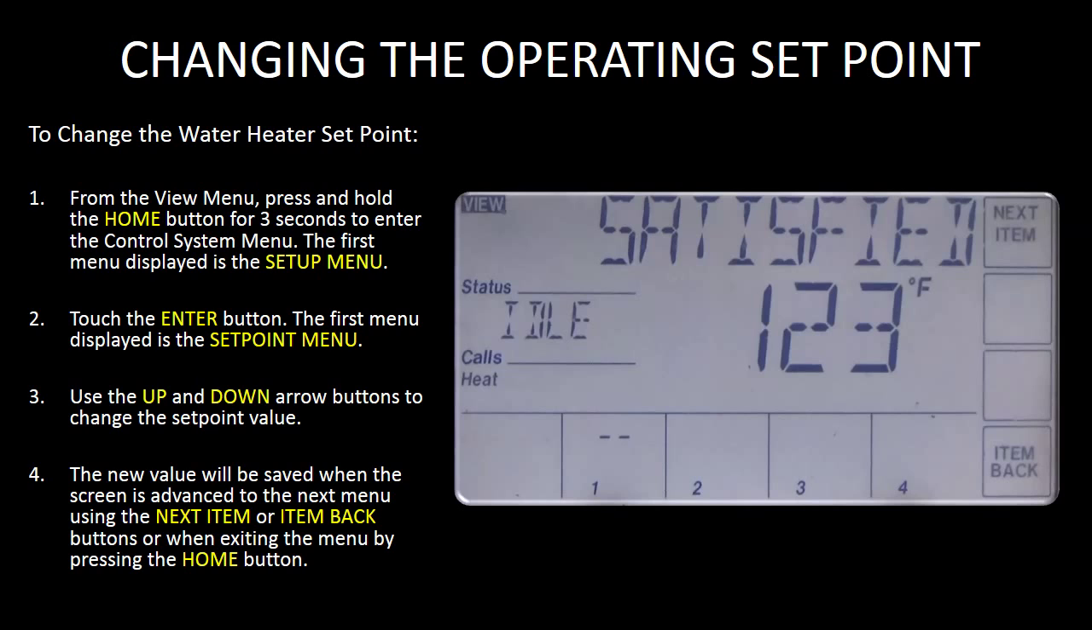The first menu displayed is the Setup menu. Touch the Enter button. The first menu displayed is the Set Point menu. Use the up and down arrow buttons to change the set point value. To save the new value, touch the Next Item or Item Back buttons or exit the menu by pressing the Home button. We'll demonstrate the process by changing the set point value from the factory set point of 120 degrees to 130 degrees.